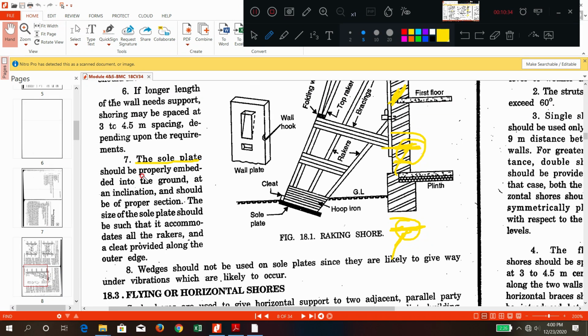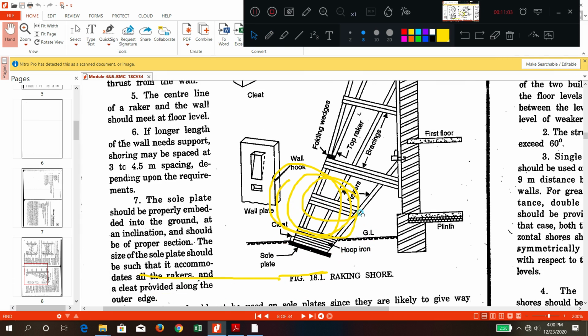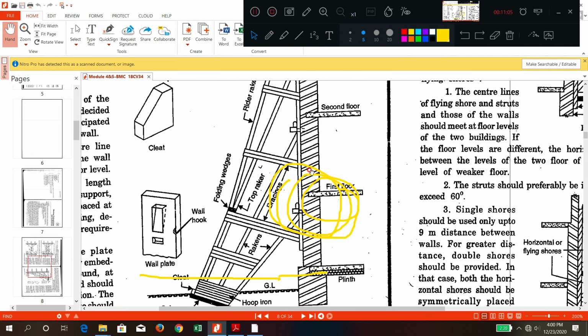The sole plate should be properly embedded into the ground at an inclination and should be of proper section. The sole plate, this is the sole plate, it should be inclinedly inserted and properly held inside the ground. Okay, so whatever wedges you are using, they should be strong. That's the common point. Okay, important points are the angle, that is 45 degree to 75 degree.